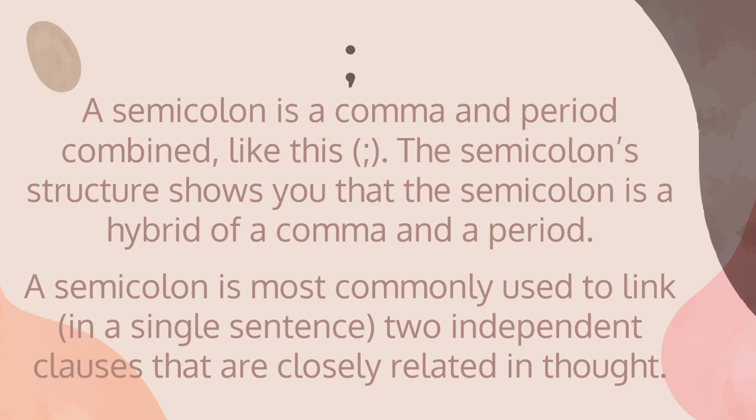A semicolon is a comma and a period combined like this. The semicolon's structure shows you that the semicolon is a hybrid of a comma and a period. A semicolon is most commonly used to link two independent clauses that are closely related in thought.